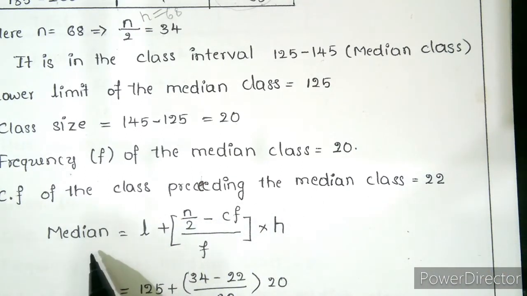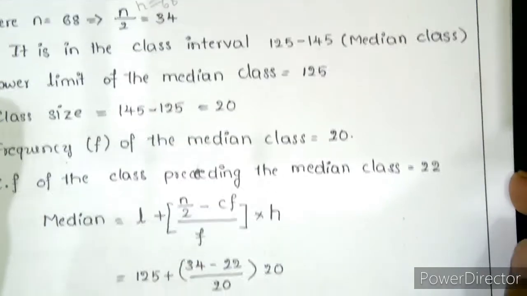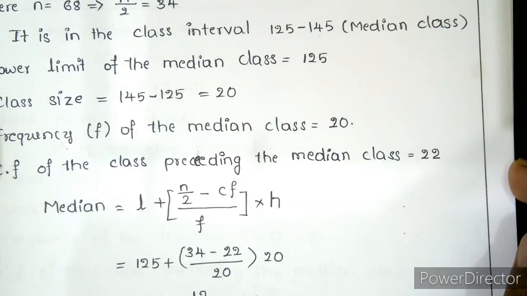So apply the formula: median equal to L plus (n by 2 minus CF) divided by f into h. The value of L you have is 125, and n you have is 68.